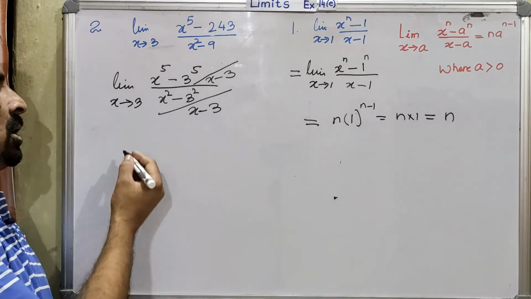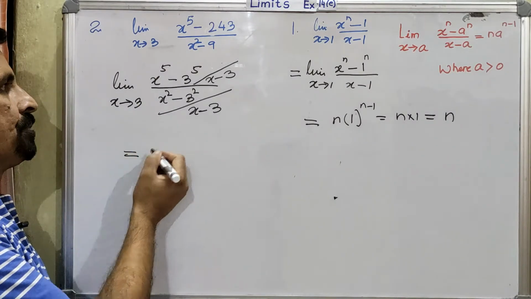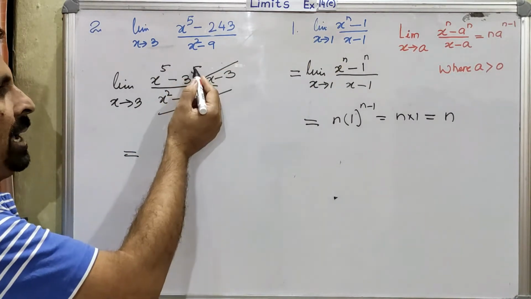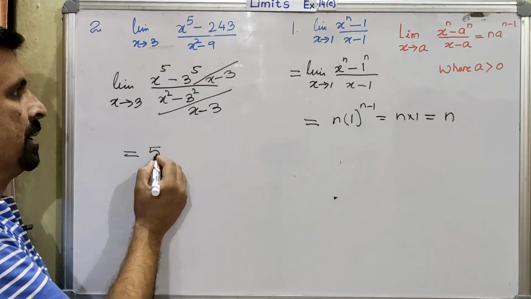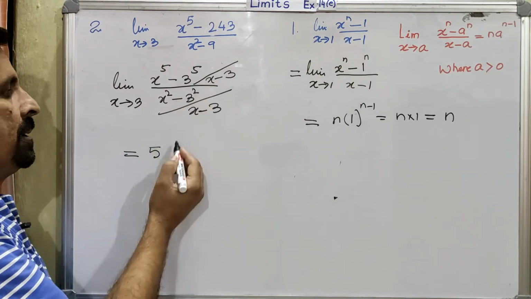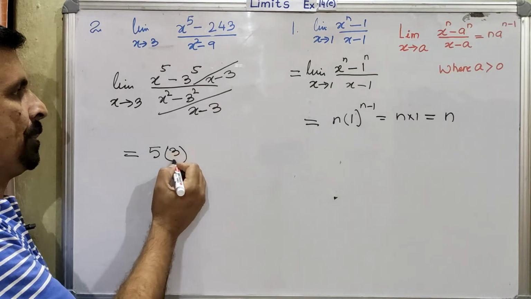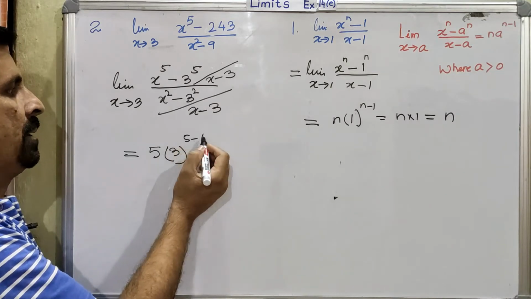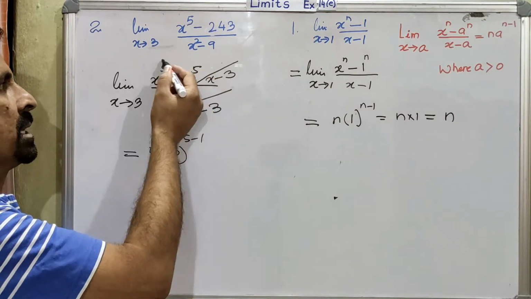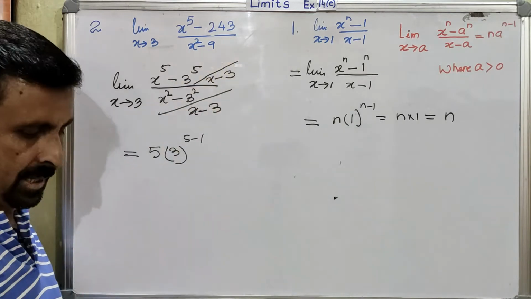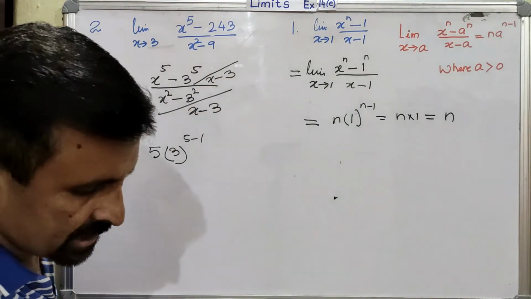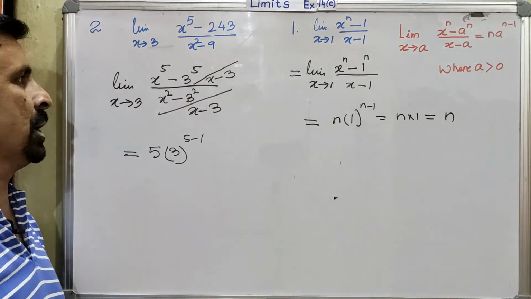Is this okay? So after this, now we can write the answer. Here the power a is 5, so 5 in place of a we have 3. So 3 to the power 5 minus 1. This is the formula for this numerator part. This is for your numerator part.